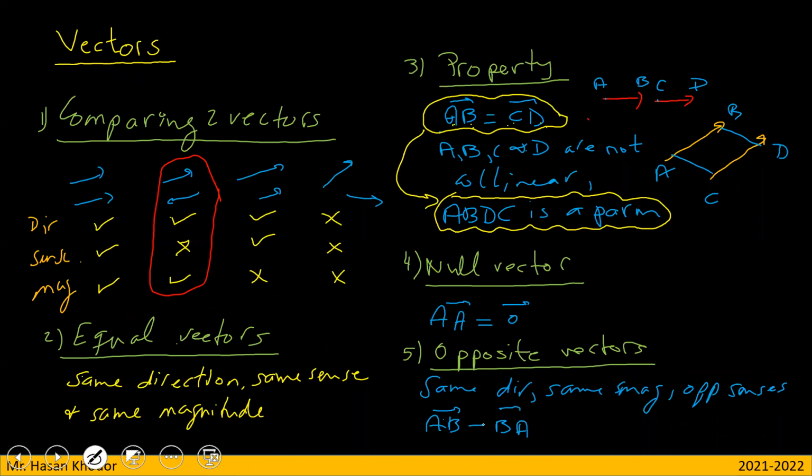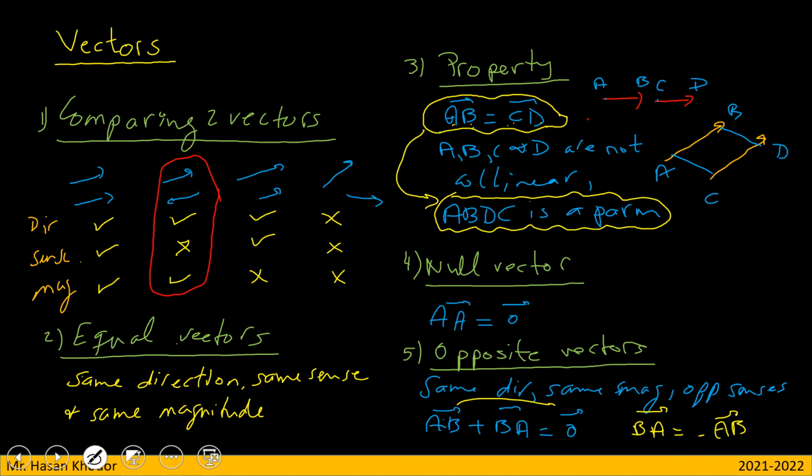Now, if we add them, AB and BA, what do we get? They are opposite vectors. The answer will be zero vector. Excellent. And consequently, if you take AB to the right-hand side, it becomes minus AB. So we say that vector BA is the opposite of vector AB. We write BA equals minus AB. So this is an important idea.